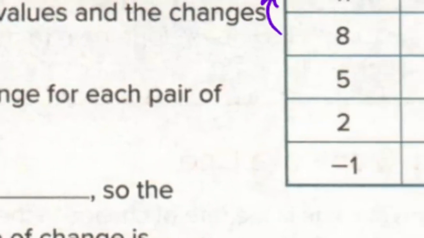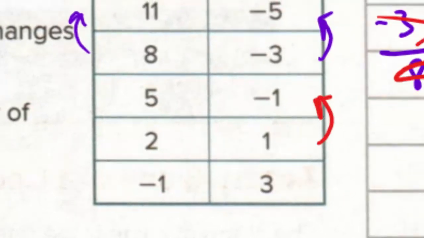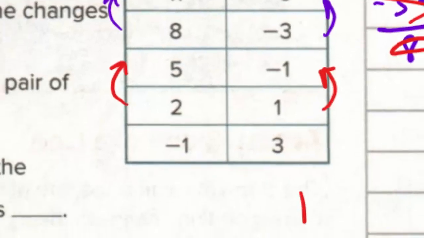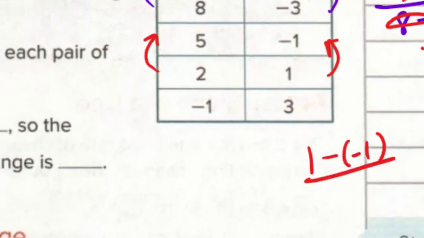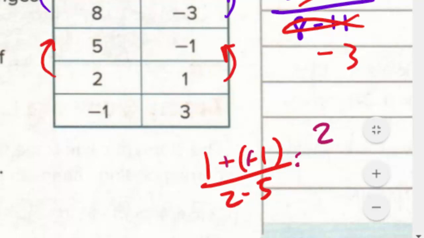If it is -2/3, then the rate of change here and here should be the same. Remember, it's called a constant rate of change, so it's always the same. So it'd be 1 minus a -1 over 2 minus 5. And don't forget that minus a negative is really plus, so 1 plus 1 is really 2.